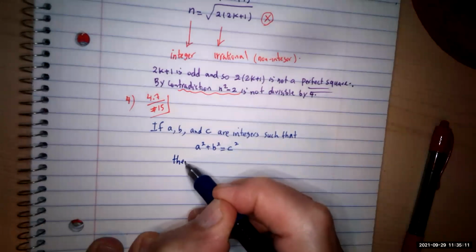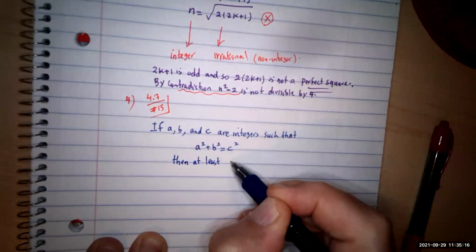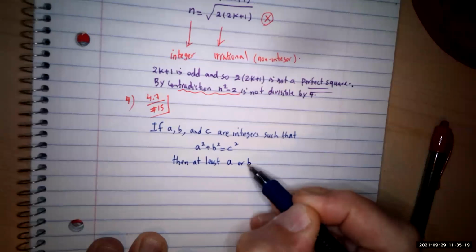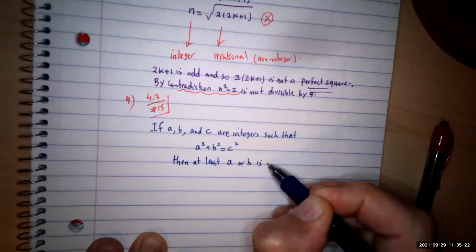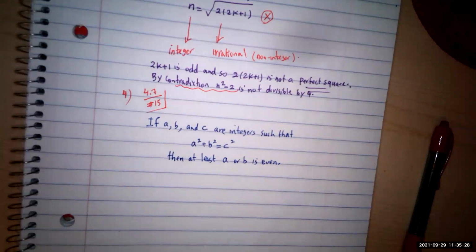Then at least A or B must be even. So this means if both of them are odd, it's not going to be possible. It's the same problem. We have 3 integers satisfying this condition, A squared plus B squared equal to C squared. Then we want to prove that at least A or B must be even. This means one of them is even or both of them are even. That would be fine. Okay, so that's interesting.